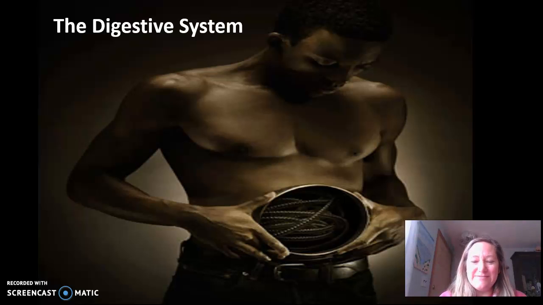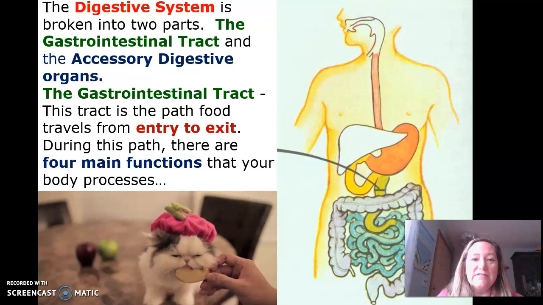Today, the gastrointestinal tract, and this is where everything that touches food from beginning to end is located. So this is the entry to exit. There are 4 main functions of the digestive tract.